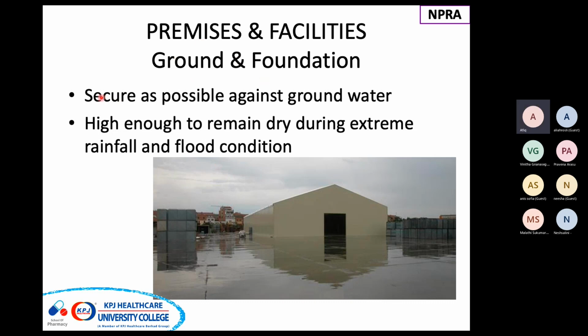So ground and foundation should be as secure as possible against groundwater. That means you don't want any water seeping up from the ground. So it is best to have a cement base, and high enough to remain dry during extreme rainfall and flood conditions. This is actually good practice, but sometimes it is unavoidable, because some areas that have never flooded before might flood, like last time in Shah Alam. But then again, try to increase the level of the warehouse premises.